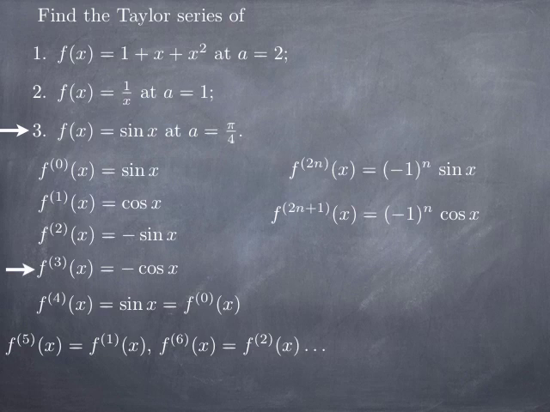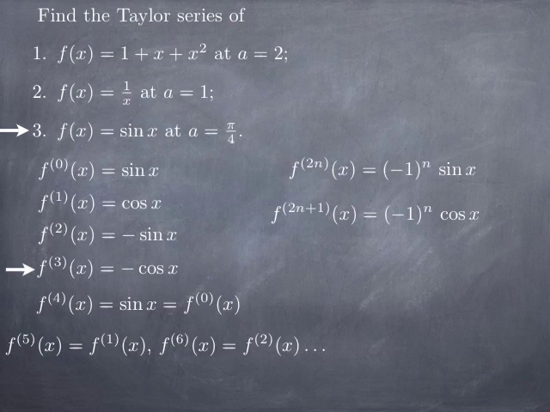And additionally, you see that it is exactly negative 1 to the n cosine x, because for n equals 0, you get negative 1 to the 0 is positive 1 times cosine. That's the derivative of order 1. When n is 1, you get the derivative of order 3, and you get negative cosine. When n is 2, you get the derivative of order 5, which is positive cosine, and so on.